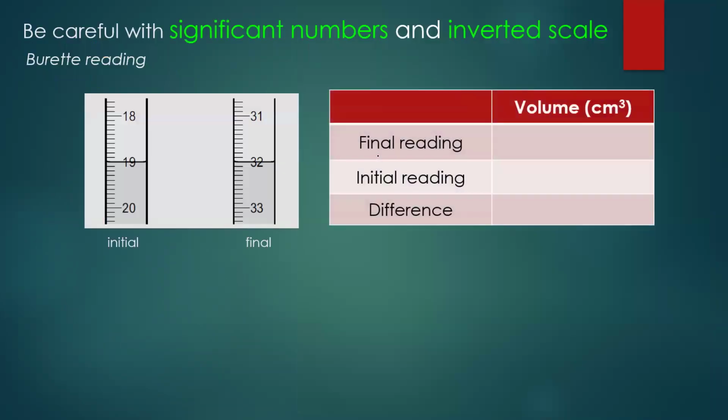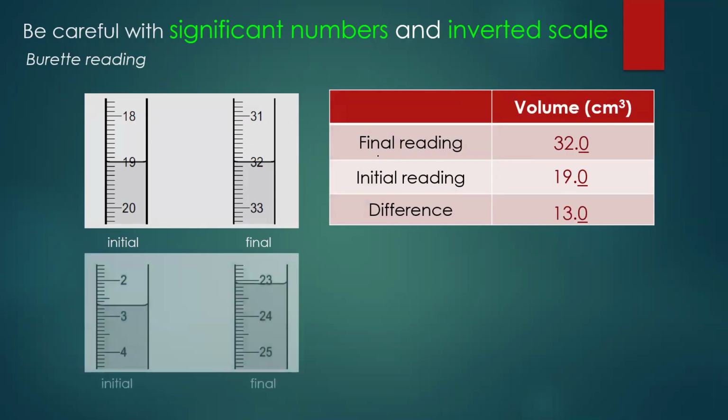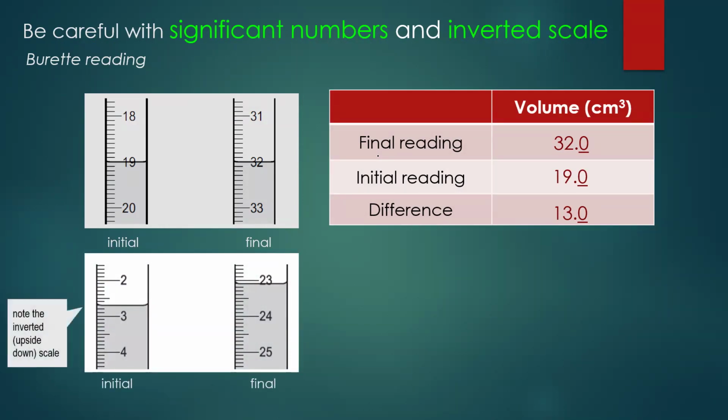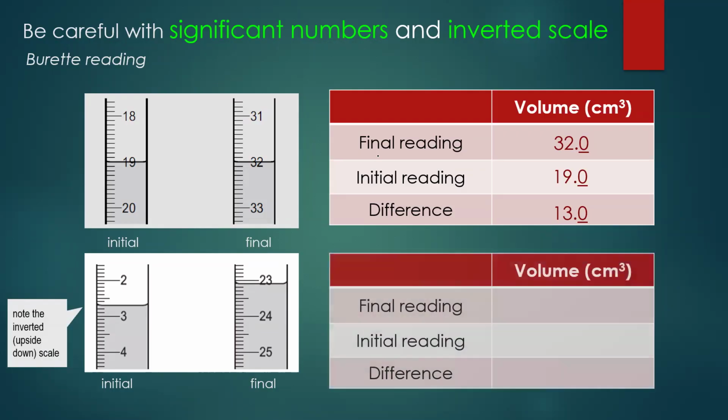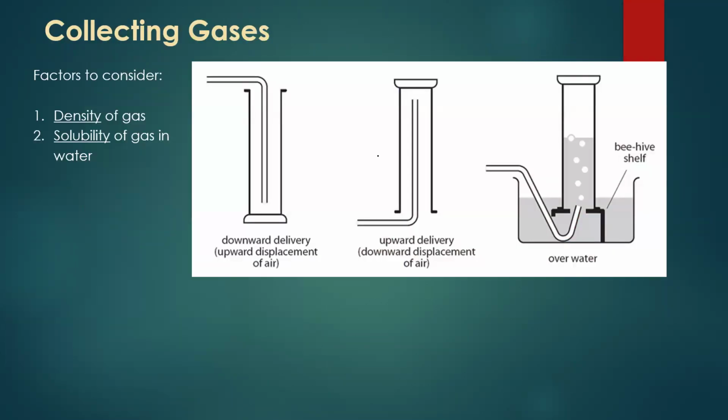Be careful with the burette readings. Here, the initial reading is 19, the final reading is 32, and the difference will be 13. This is a burette reading which you read from the top. This is also read from the top. Note the inverted upside down scale. So here, the initial reading will be 2.7 and the final reading will be 23.1, and the difference will be 20.4. So that's how you will read it. Be careful whether you read from the top or from the bottom.